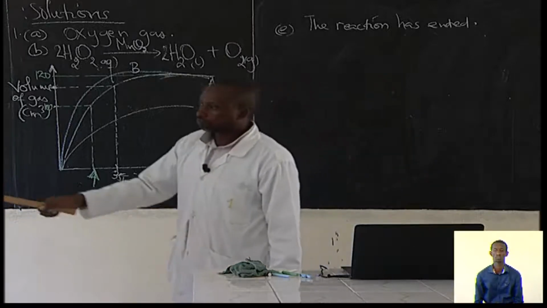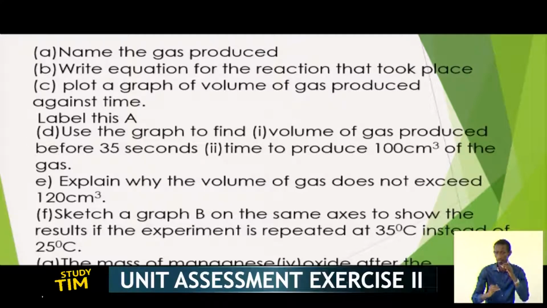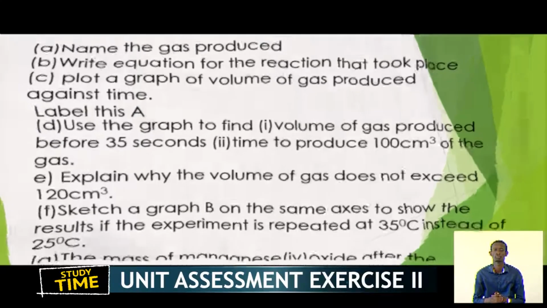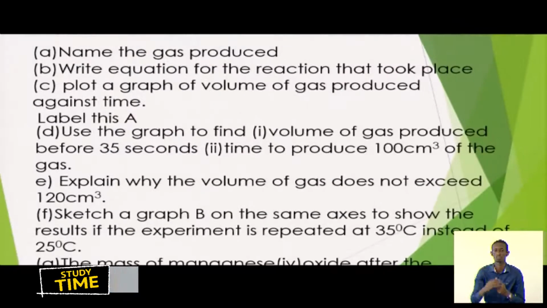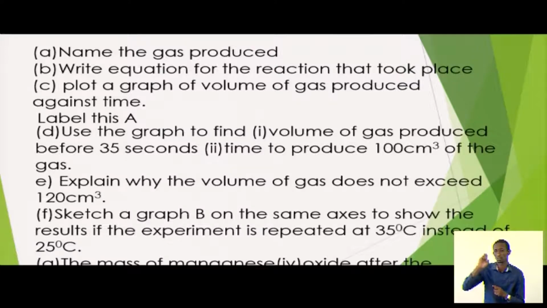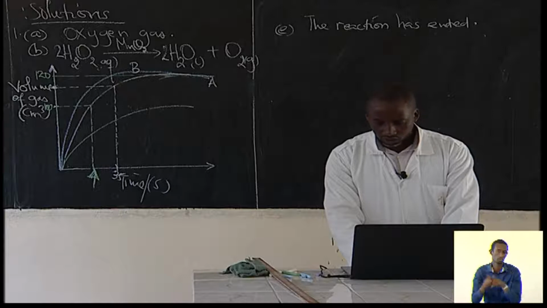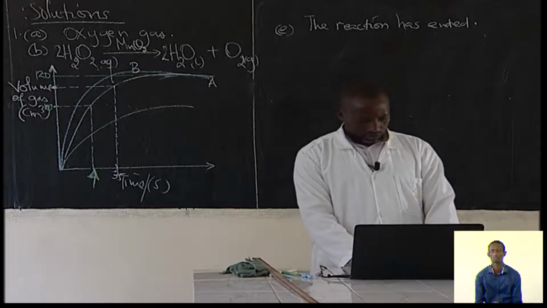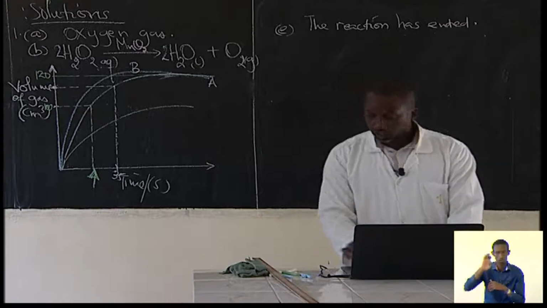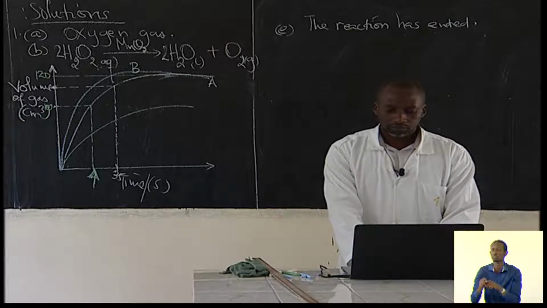The next question: the mass of manganese IV oxide after the experiment remained constant. I think after the experiment remained constant. I just want to make that one a bit more clear. Remained constant after the experiment. Did I miss something? Remained constant at the end of the experiment.